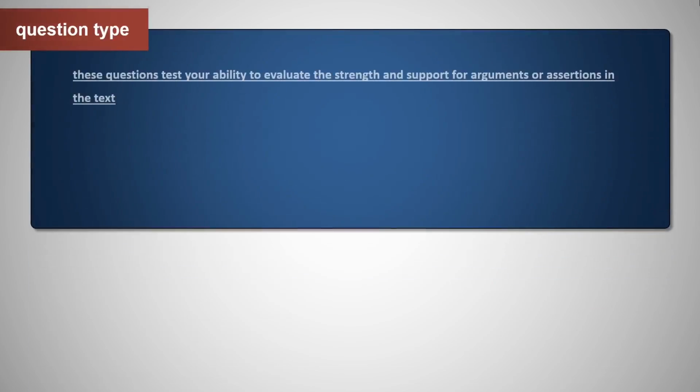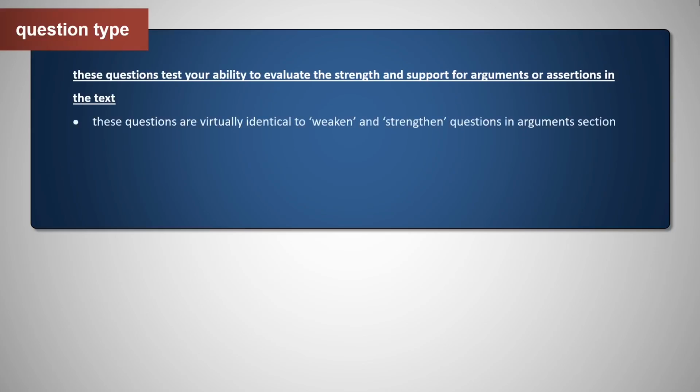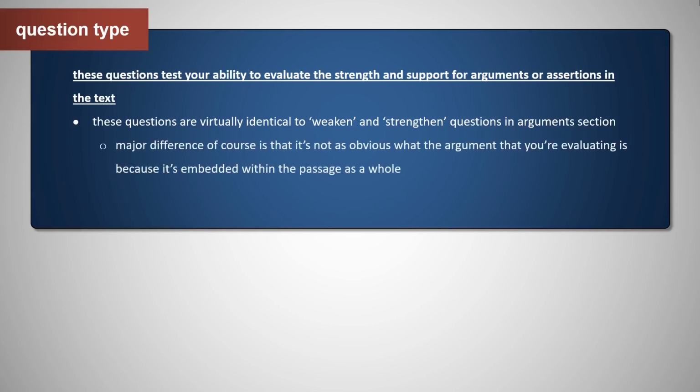Okay, in terms of the question type, these questions test your ability to evaluate the strength and support for arguments or assertions in the text. And these questions are virtually identical to the weaken and strengthen questions in the argument section. The major difference, of course, is that it's not as obvious what the argument that you're evaluating is, because it's embedded within the passage as a whole.